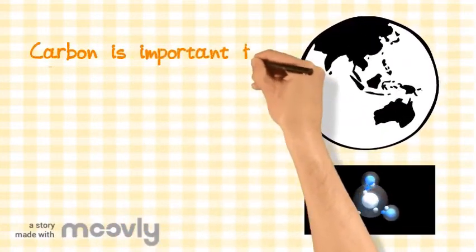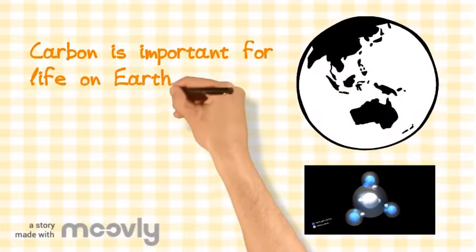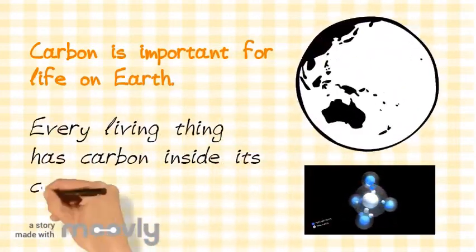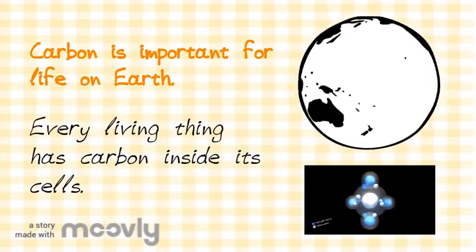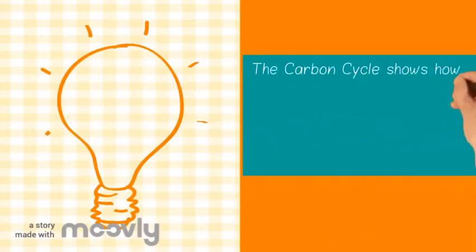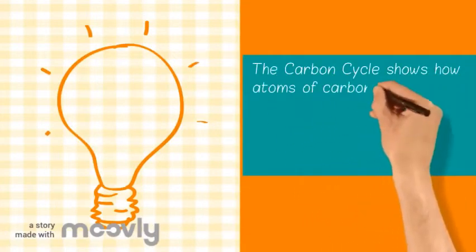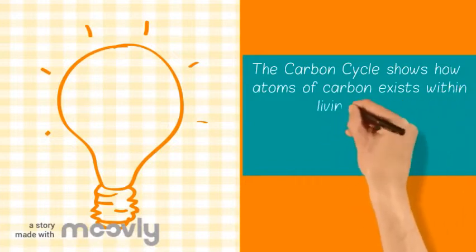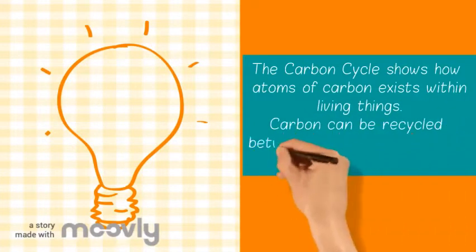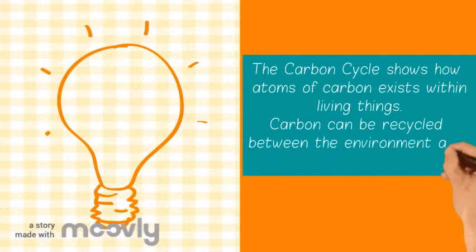Carbon is important for life on Earth. Every living thing has carbon inside its cells. The carbon cycle shows how atoms of carbon exist within living things. Carbon can be recycled between the environment and all the living things.